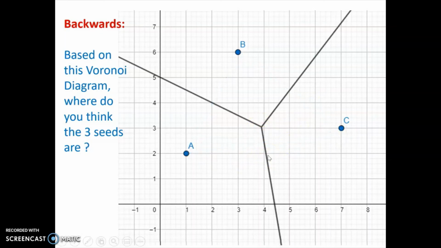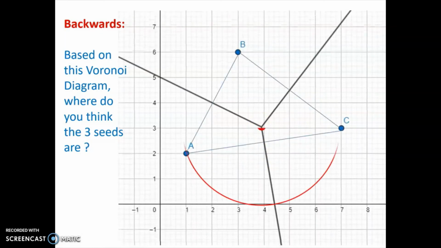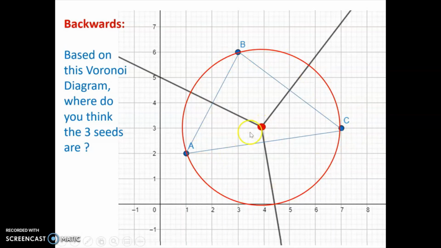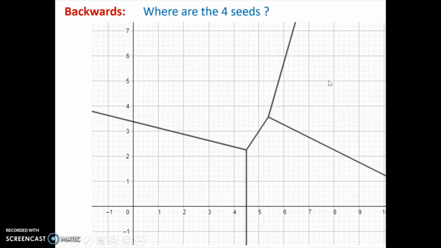So that's a little tough to go backwards and find the locations, but let's try again. But before that, again, I'm putting a central point there, drawing a circle which circumscribes that triangle, and now all 3 seeds are equally distant from that point there. Remember that.